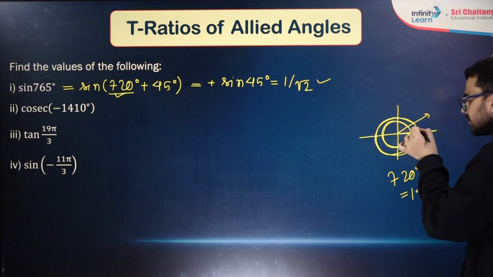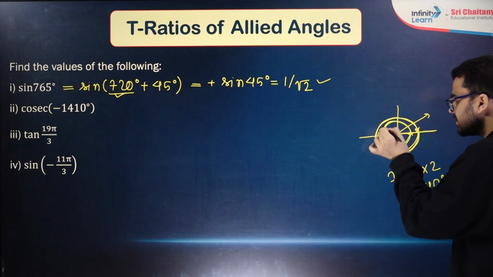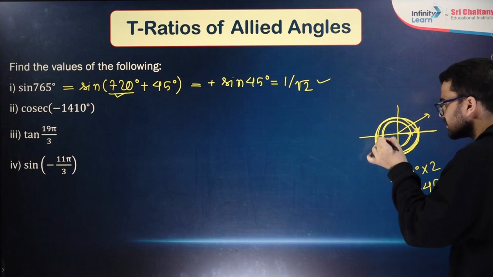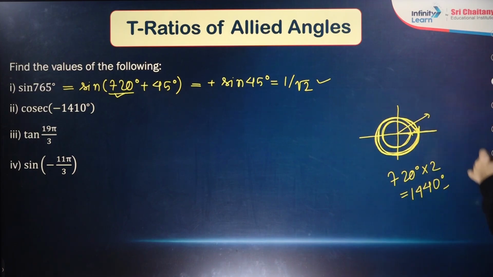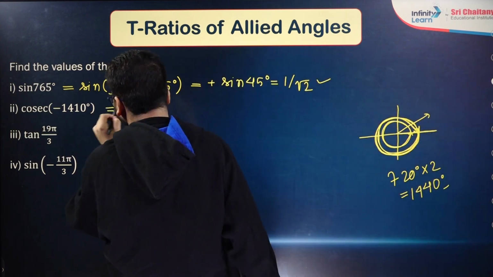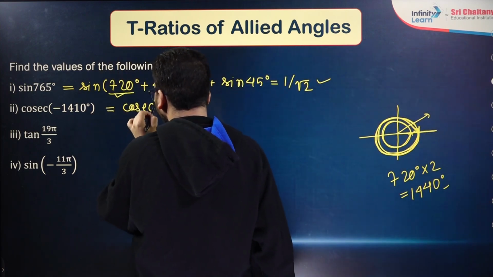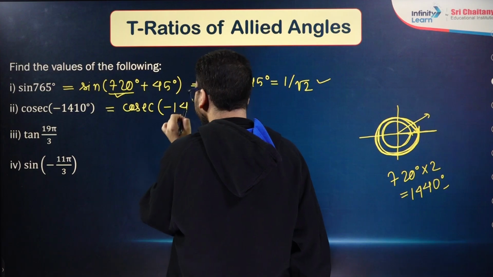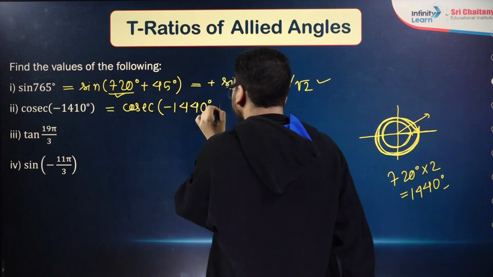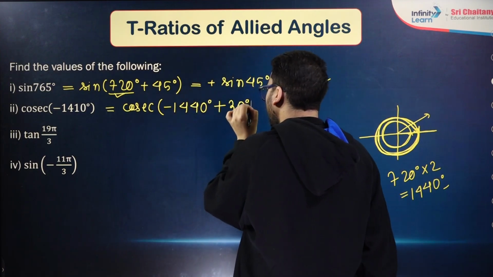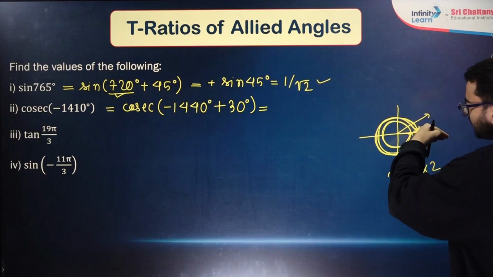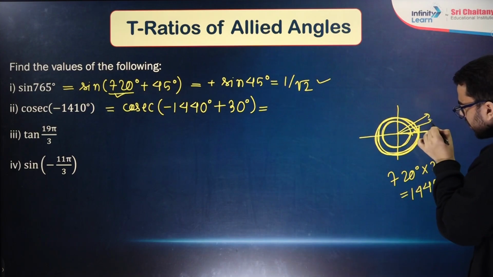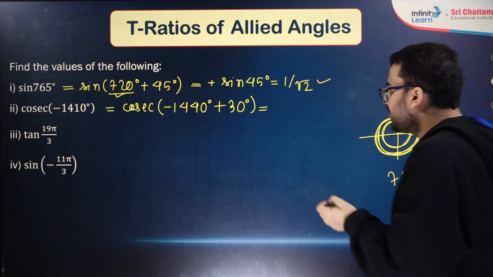Again do like this, another 360, another 360, another 360. If you do 4 times, then this angle 4 times is minus 1440 because you are going in the clockwise direction. Now you see over here, this angle can be written like this, cosec of minus 1440 plus 30. I hope that's clear. So minus 1440, you're still over here. Now plus 30 means again anti-clockwise. So you're in the first quadrant only. So the answer will be positive only.